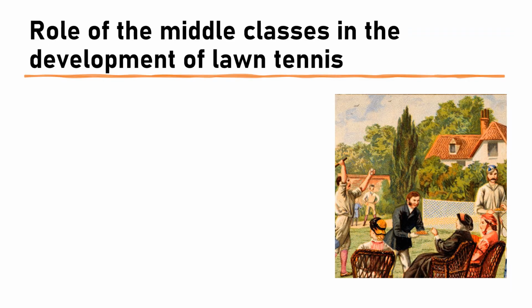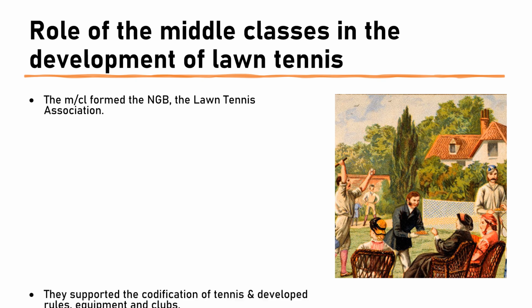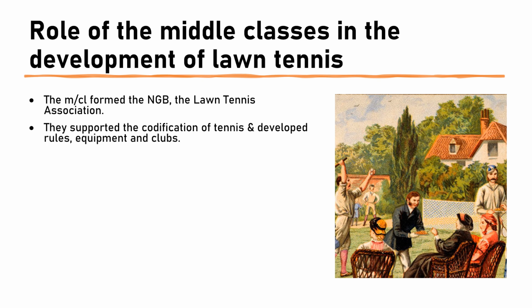Development of lawn tennis. So in lawn tennis, the middle classes formed the national governing body, the Lawn Tennis Association, and they supported the codification of tennis and developed rules and equipment and clubs. So they were very posh, the tennis clubs in the kind of middle class areas. You had to pay a fee to join them. You had to have the right equipment, etc.